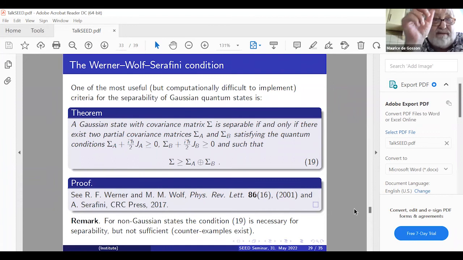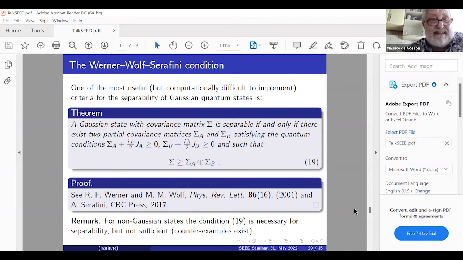Now we are also at the Werner-Wolf-Serafini condition. One of the most useful is the following. A Gaussian state with covariance sigma is separable if and only if there exist two partial covariance matrices, sigma A for the system A and sigma B for the system B, satisfying the quantum conditions, of course, because we want to have quantum subsystems, and such that formula 19 holds here. Well, that's the Loewner partial ordering. It means that the eigenvalues of sigma are larger or equal to the sum of the eigenvalues of sigma A and sigma B. It's again a necessary condition in general, except for Gaussian states.